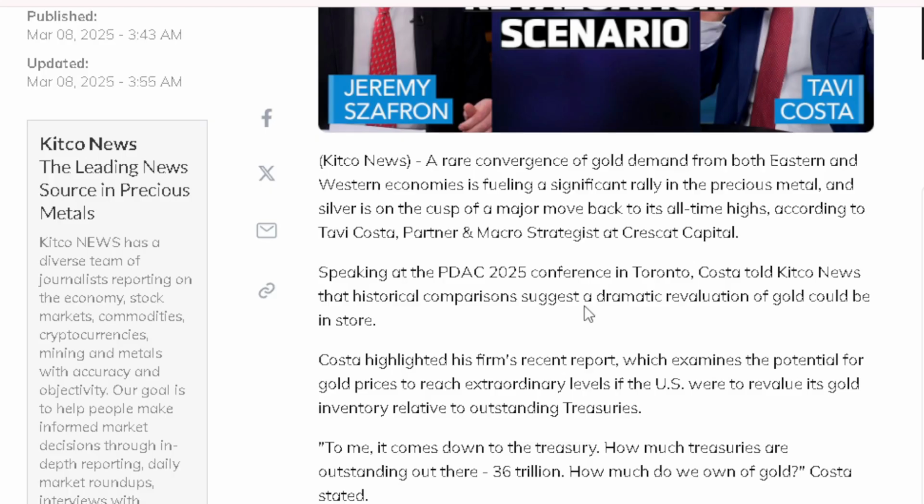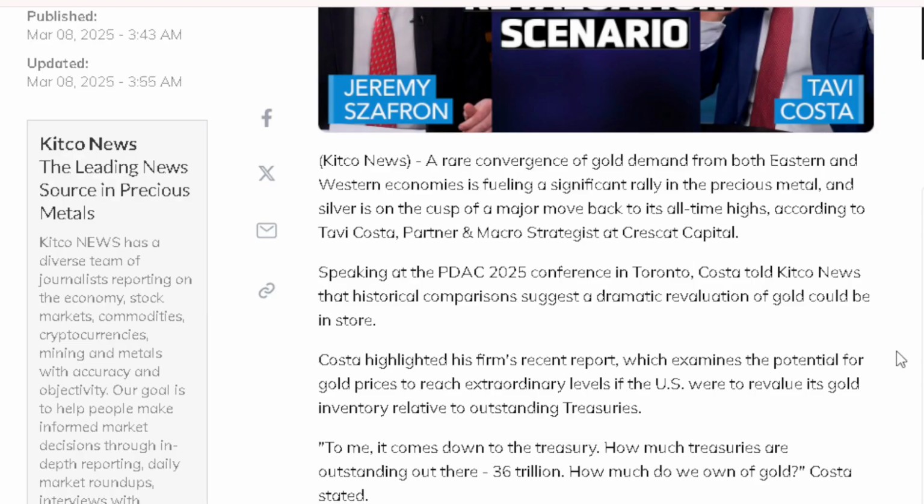Kitco News. A rare coincidence of gold demand from both Eastern and Western economies is fueling a significant rally in the precious metal, and silver is on the cusp of a major move back to its all-time highs. According to Terry Costa, partner and strategist at Prescott Capital, speaking at the P25 conference in Toronto, Costa told Kitco News that historical comparisons suggest a dramatic revaluation of gold could be in store.